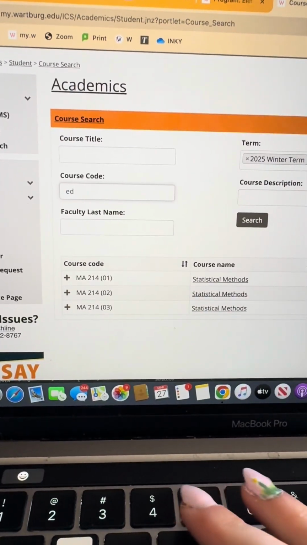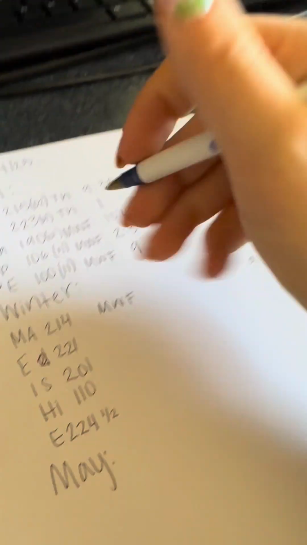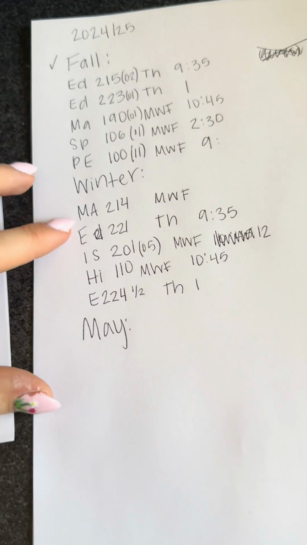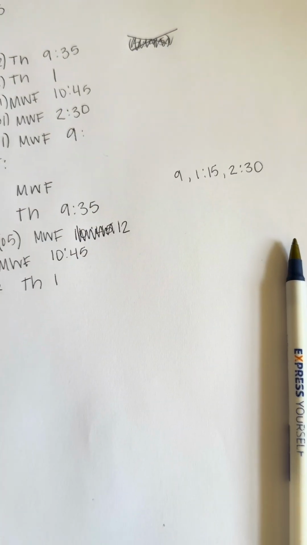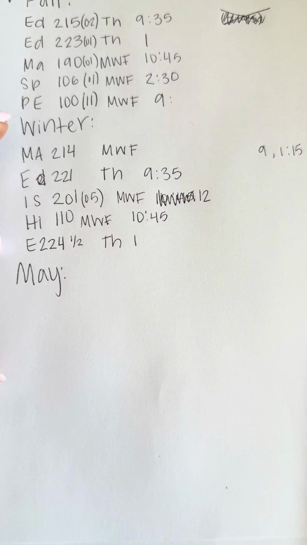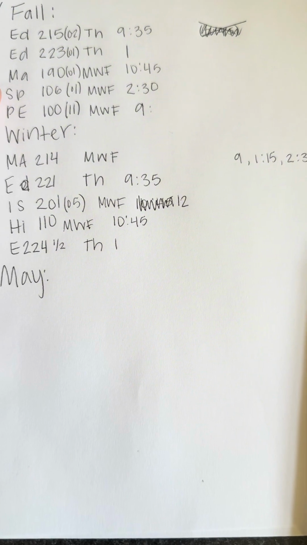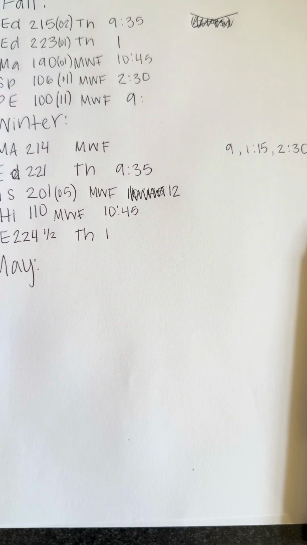So my next one is ED 221. And that one only has 1 time. It is Tuesday, Thursday, 9:35. So it's perfect. So I filled out and found the rest of mine. So I'm going to go back to this top one and pick a time. It actually turns out that I could really do any of those times. They would fit into my schedule. The only other Monday, Wednesday, Fridays I have are at noon and 10:45.